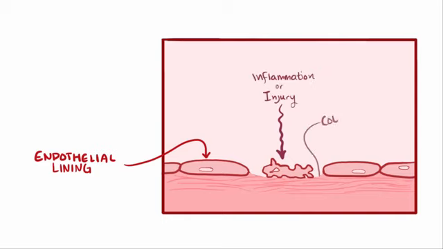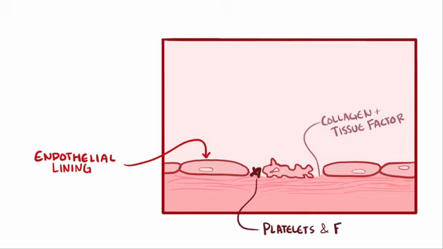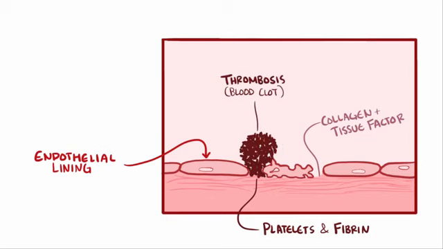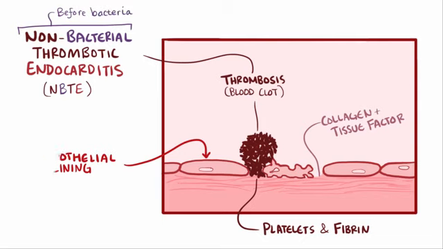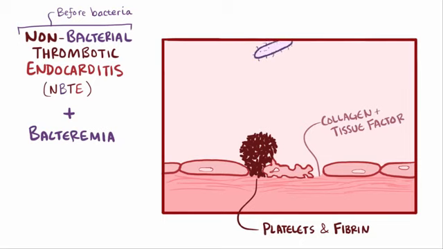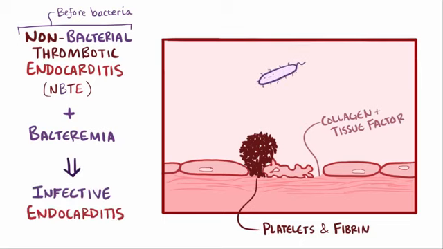That damage exposes the underlying collagen and tissue factor, which causes platelets and fibrin to adhere, which forms this tiny thrombosis or blood clot. And this is called non-bacterial thrombotic endocarditis, or NBTE. And it's non-bacterial because it happens even before the bacteria shows up. Now if you add in some bacteremia, or bacteria in the blood, you've got yourself a recipe for infective endocarditis.